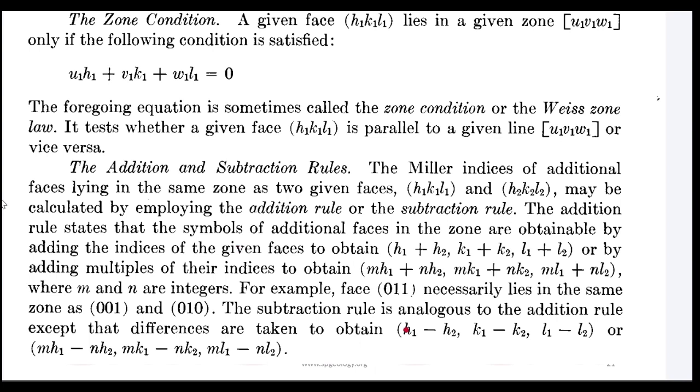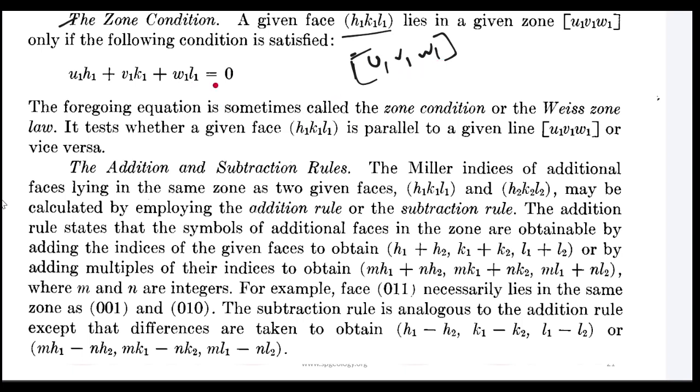Then comes the zone condition. The important one is: if you have a face that is H1 K1 L1, which lies in a given zone, with a zone axis of U1, V1, W1. So H1 K1 L1 is a face which lies in zone U1, V1, W1.